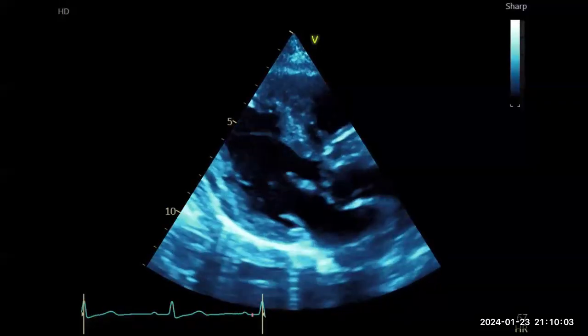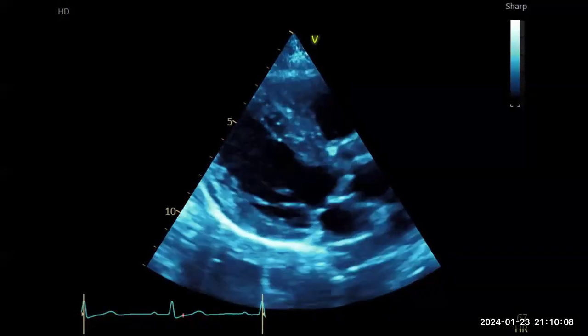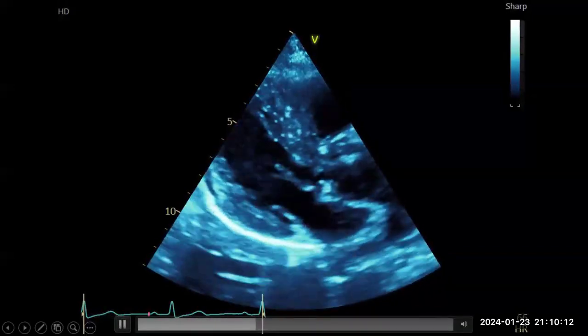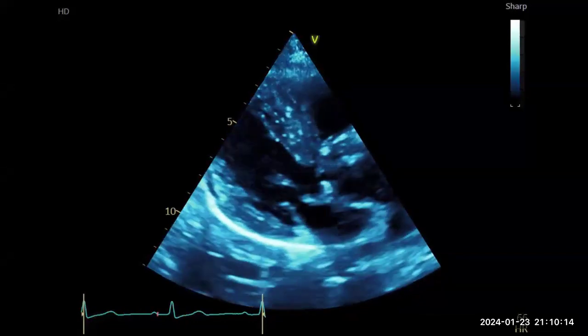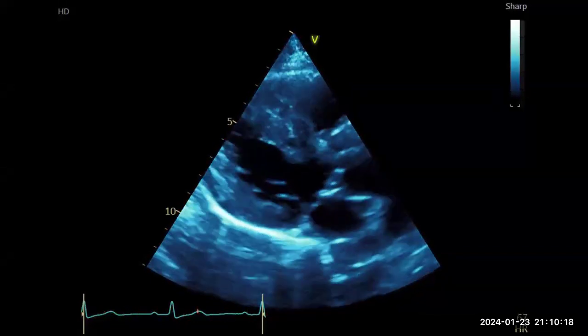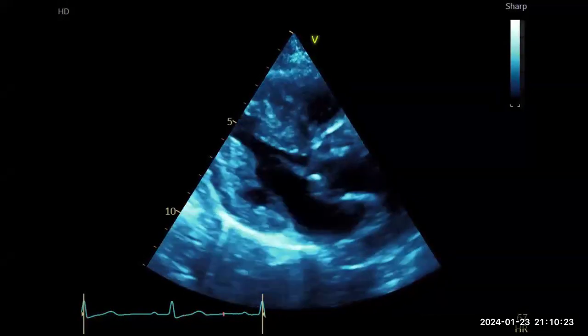So this is the first case. I need a volunteer kindly to tell me what the finding is, what more views, and what more he wants to know about this patient. I will give you a brief history. This is a 40-year-old female who presented to you complaining of shortness of breath class 3.